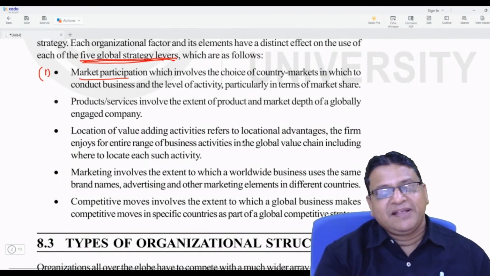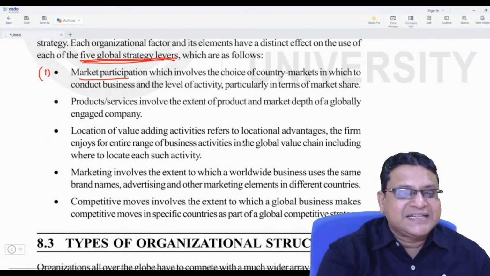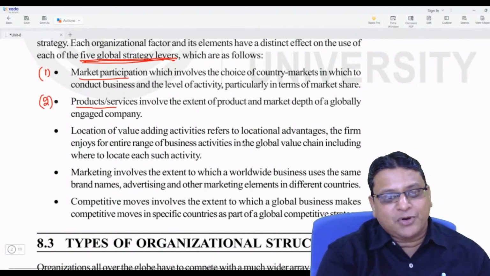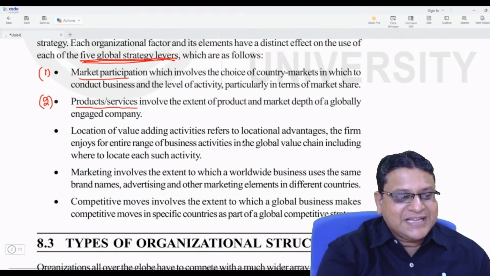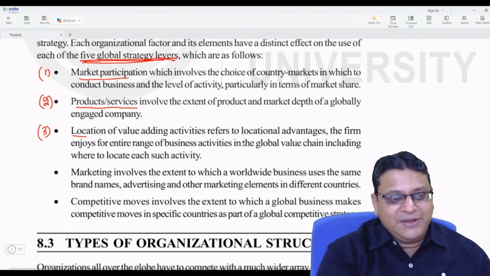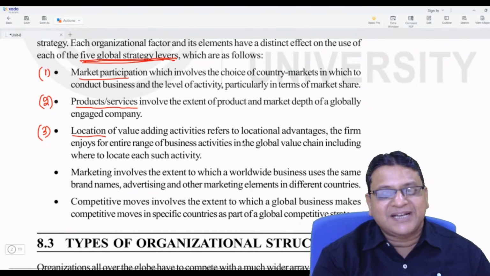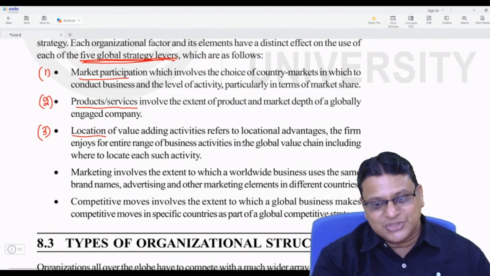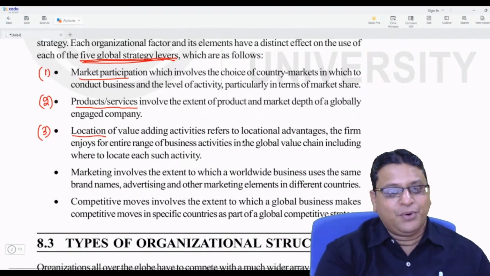In which market will you conduct your business? What will be your level of activity? What will be your market share? You have to consider this. The second one is product or service. The third one is location, where your company will be located so that you will get locational advantage, whether nearer to the customer or nearer to the raw material, you have to decide.